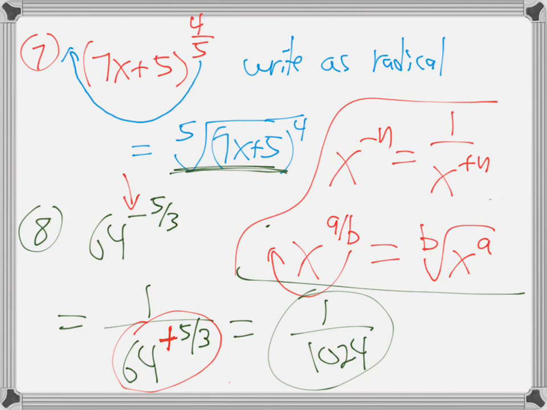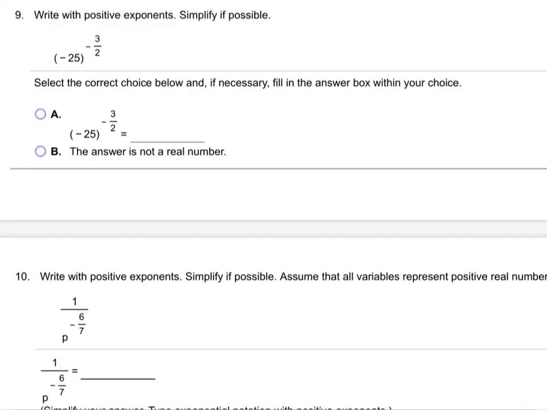In a minute we're going to do letters anyway, so we need to know the rule. Negative powers are unhappy where they're at. They jump to the other side and become positive. Fractional powers swing into a root. All right. Now, what does it say? Write with positive exponents. Simplify if possible.